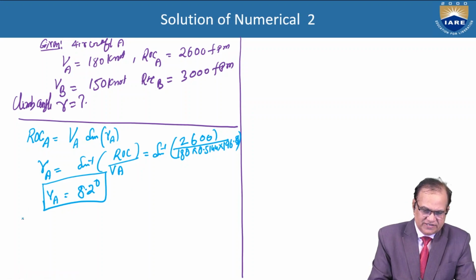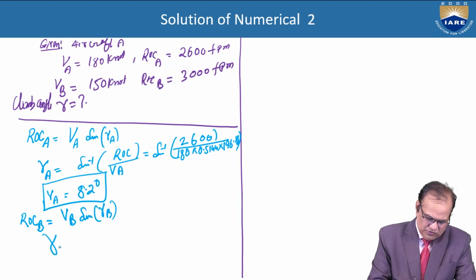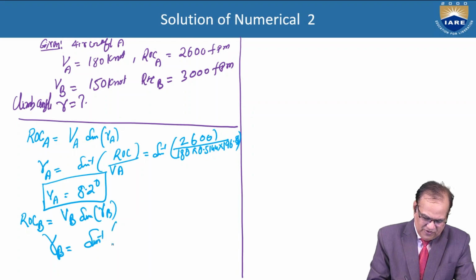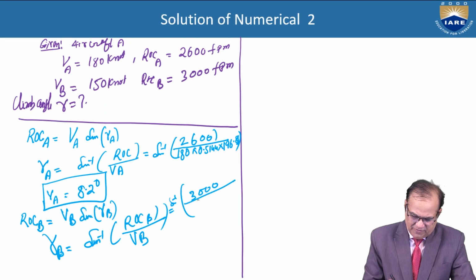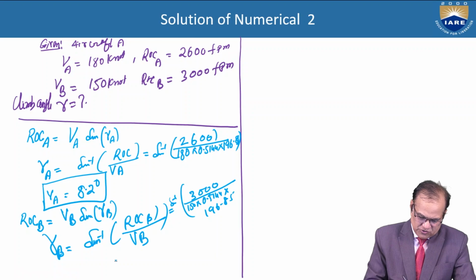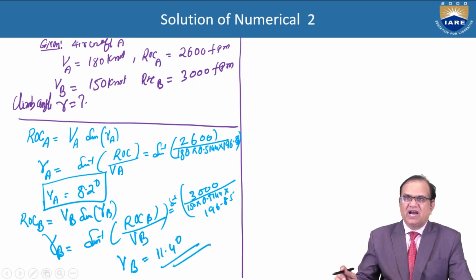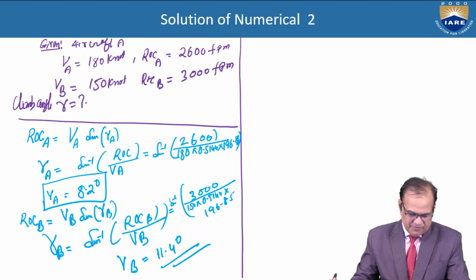Now we know that ROC of B is equal to VB into sine gamma B. So gamma B is equal to sine inverse ROC of B aircraft divided by VB. If we put this value, so here 3000 divided by 150 into 0.5144 into 196.85. So this gamma B is equal to, you will get 11.4 degree. So we got this gamma A and the gamma B.